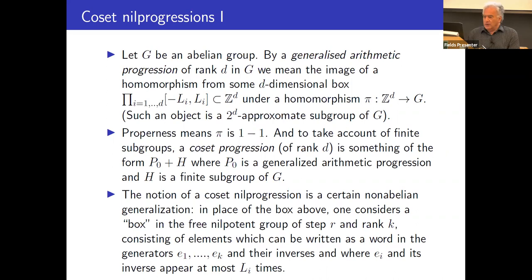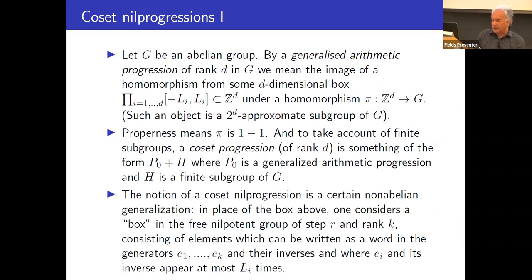Now the notion of a coset nil progression is a certain non-abelian generalization where nilpotent groups play a role, and we'll see the role of nilpotent groups a bit later. But anyway, in place of the box above, we consider a box in quotation marks in the free nilpotent group of step R and rank K. Rank K means free on K generators, and step R means R-step nilpotent. So what is this box? Let's take the generators as E1 to EK of this finitely generated nilpotent group. You look at elements of the group which can be written as a word in the generators E1 to EK and their inverses, where each EI and its inverse appear at most LI times.